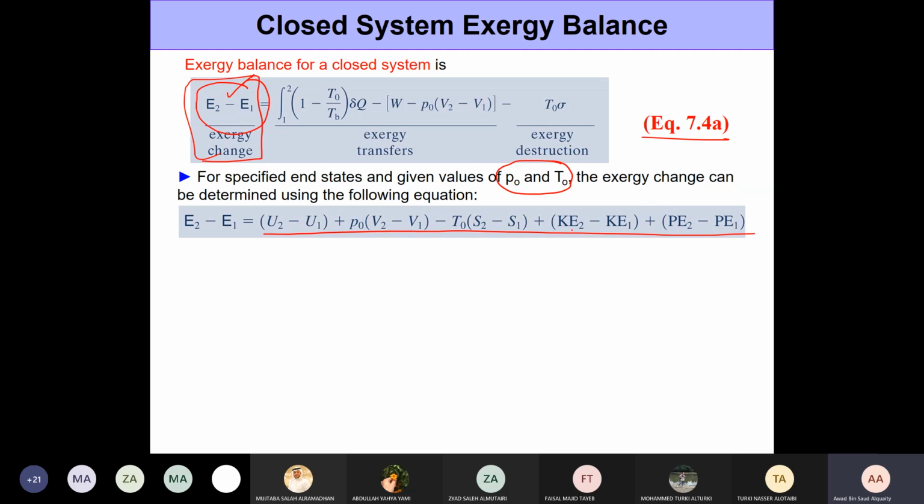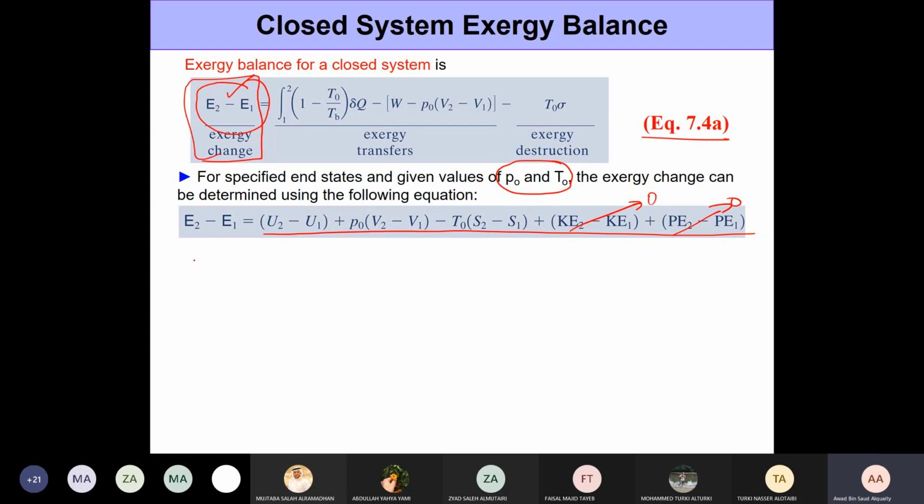It's equivalent to the differences in internal energies, volumes, entropies, and then the kinetic energy and potential energy change. Now, usually these two changes are zero for most thermal systems because we don't have any changes in kinetic or potential energy for thermal systems that we consider. For example, a power plant, it's not moving anywhere, right? So this is how you calculate the first term, which is the exergy change between any two states.